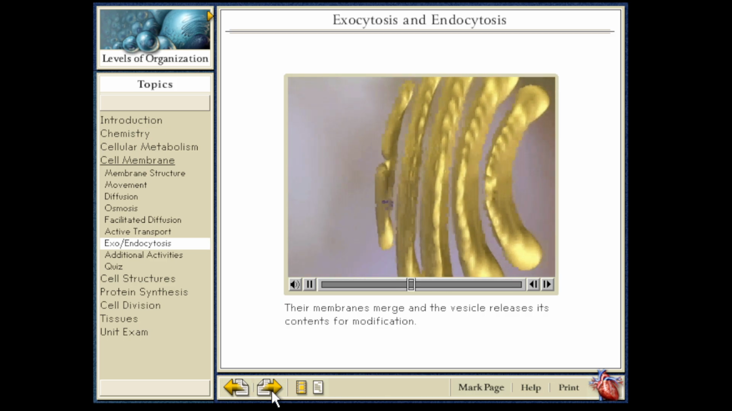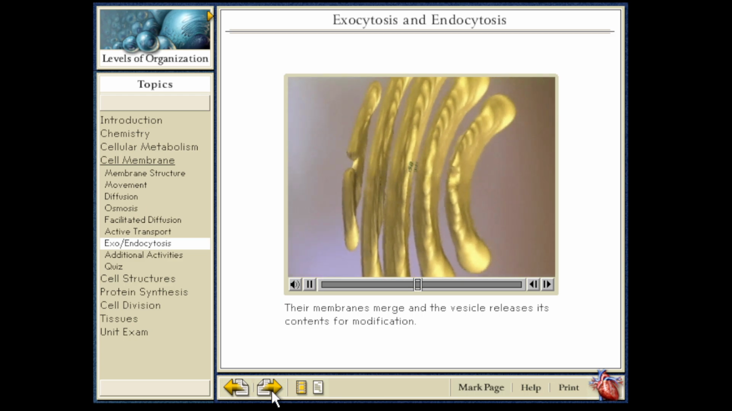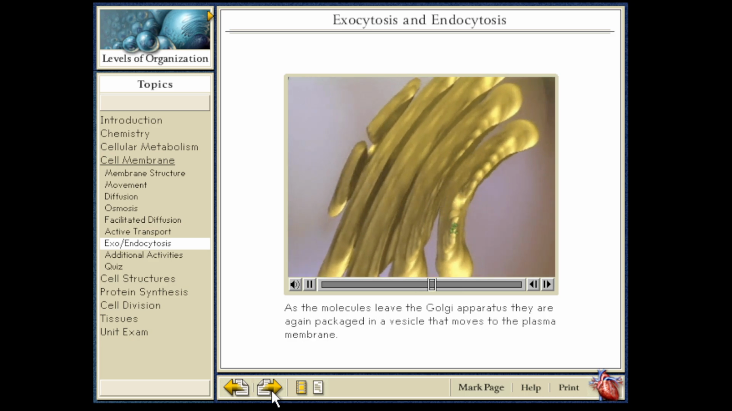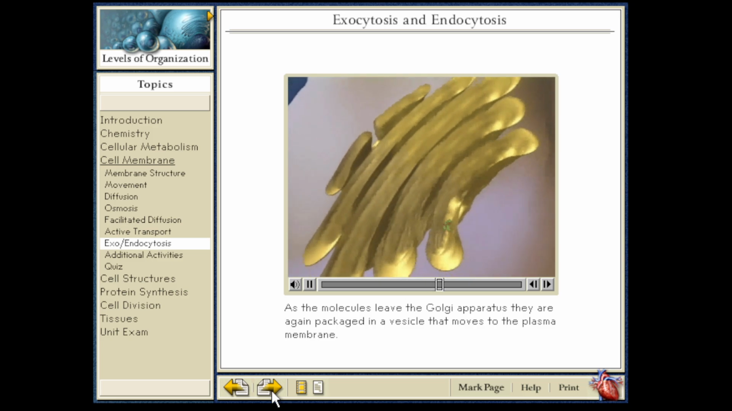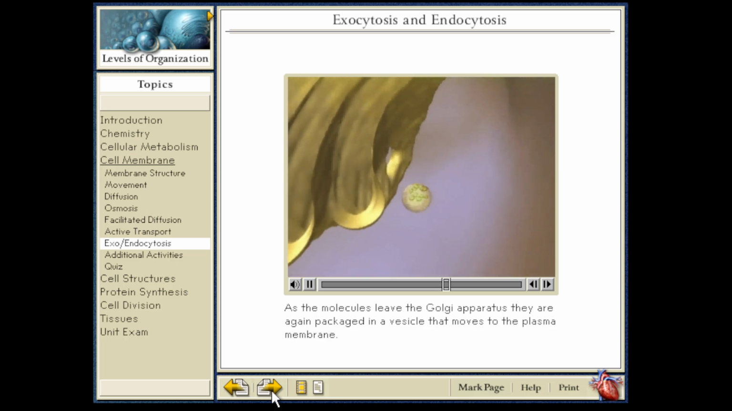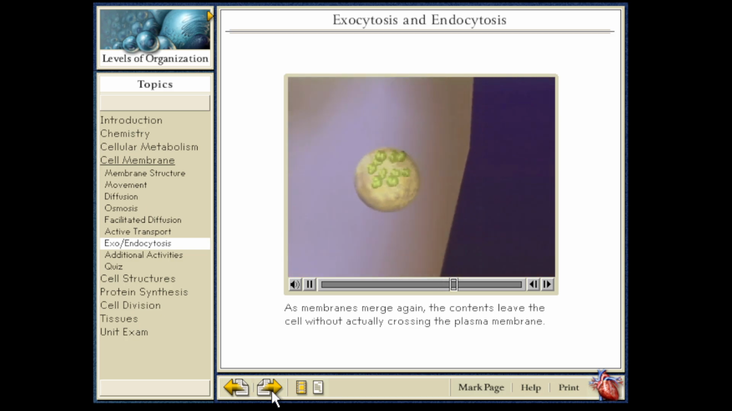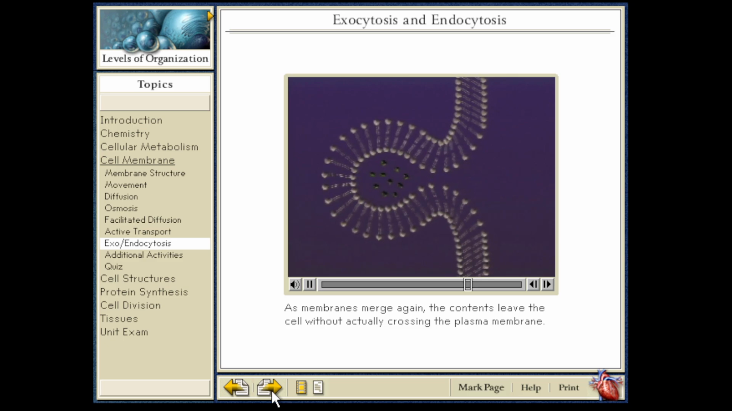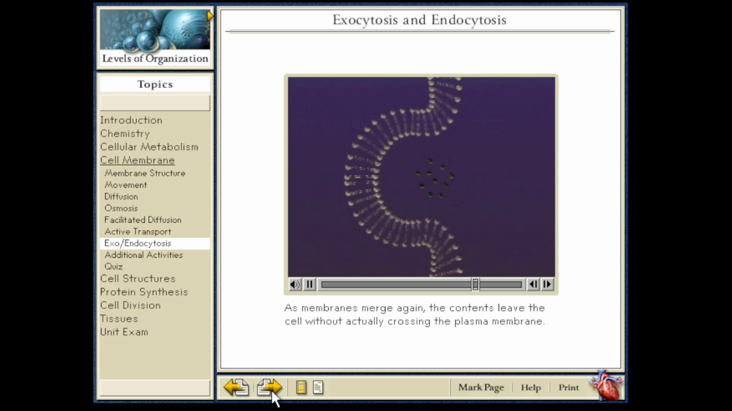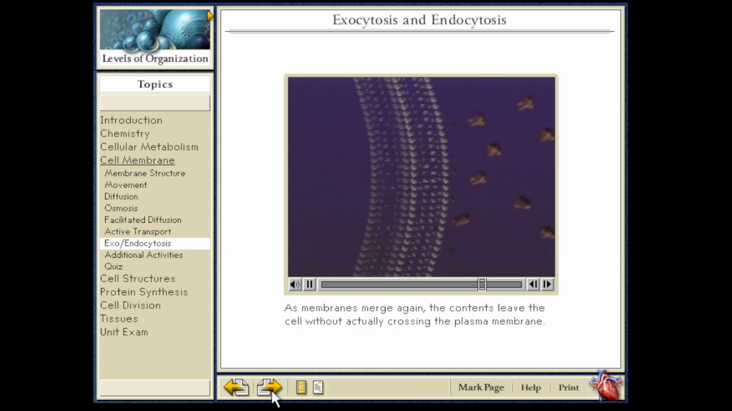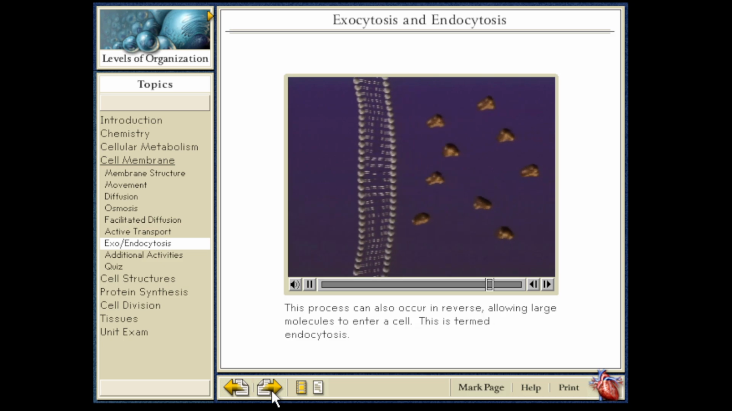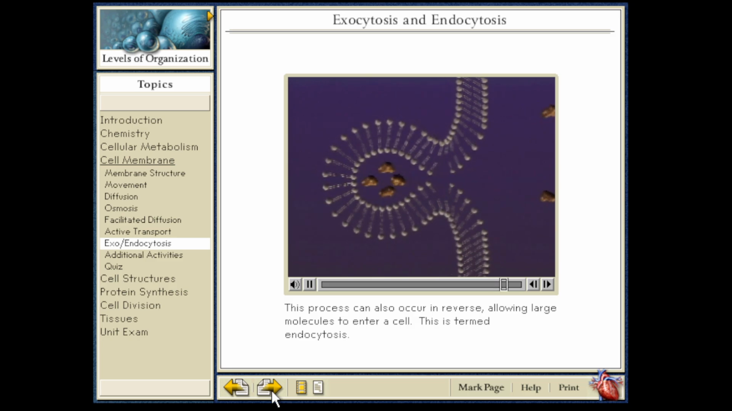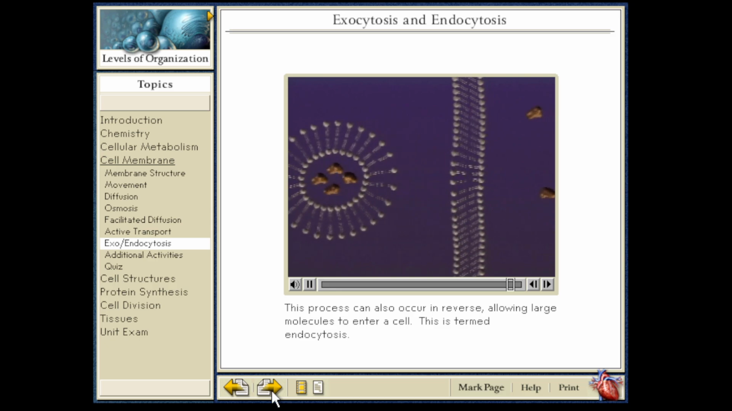Their membranes merge, and the vesicle releases its contents for modification. As the molecules leave the Golgi apparatus, they are again packaged in a vesicle, which moves to the plasma membrane. As membranes merge again, the contents leave the cell without actually crossing the plasma membrane. This process can also occur in reverse, allowing large molecules to enter a cell. This is termed endocytosis.